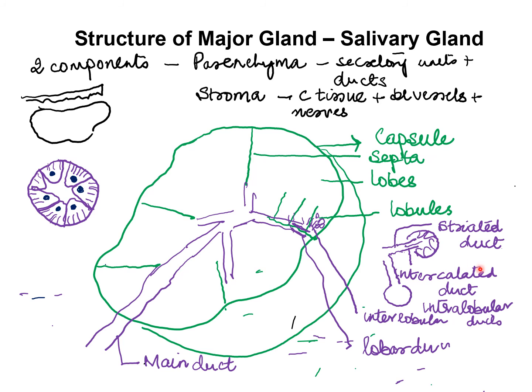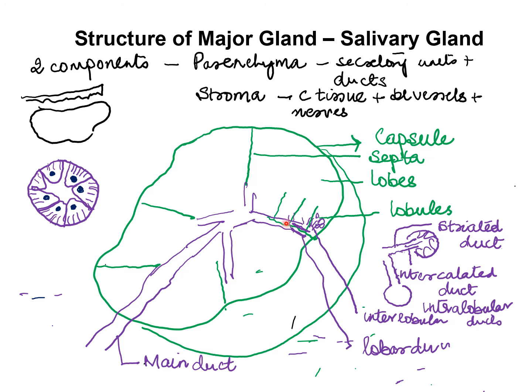Now these striated ducts and the intercalated duct are present within this lobule. So they are known as intralobular ducts. The striated duct is lined by columnar epithelium. The intercalated would be flattened squamous or low cuboidal. Thereafter, these ducts would join and ultimately form the interlobular ducts, running between this lobule and this lobule. Here, the epithelium would now become more complex. So it would become pseudo-stratified epithelium.